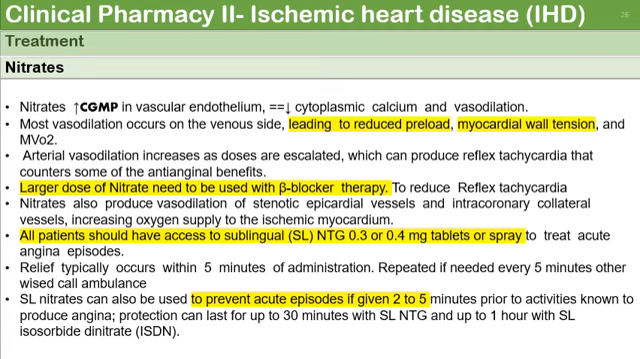Sometimes nitrate could be used prior to physical exertion, especially for vasospastic angina. For example, if someone needs heavy physical activity like running or climbing stairs, they could use sublingual nitroglycerin to prevent an ischemic or anginal attack. Sublingual nitroglycerin produces protection for about 30 minutes, whilst sublingual isosorbide dinitrate (ISDN) provides 1 hour of protection.